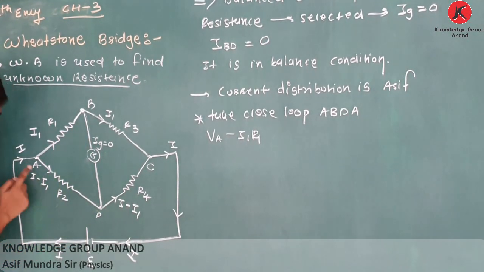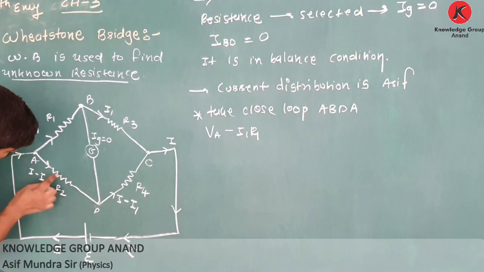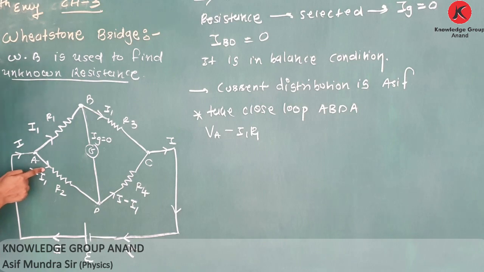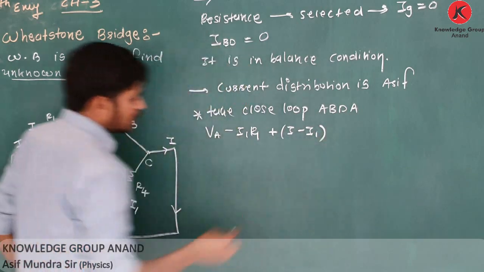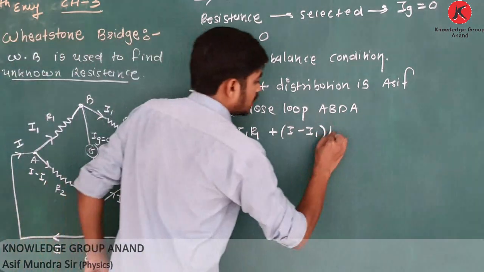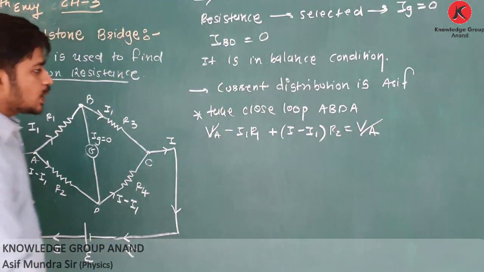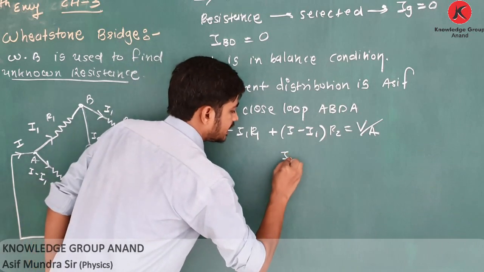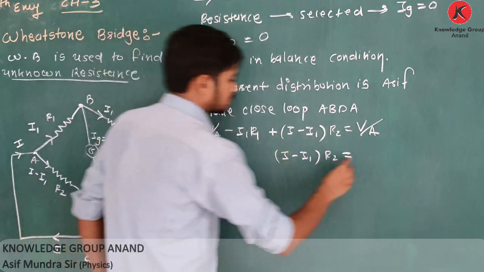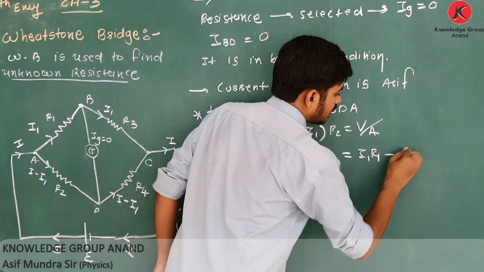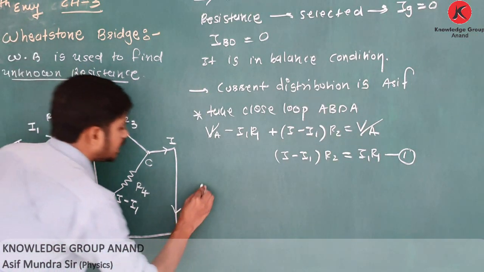Then from point D to A, resistance R2, current I minus I1, and we are moving from D to A in the opposite direction of current. So we write plus (I minus I1) R2, and reaching point A again gives VA. So we can write this equation as (I minus I1) R2 equals, taking the other term to the opposite side, I1 R1. This is equation number 1. Clear about this?